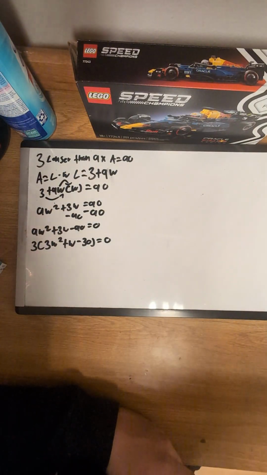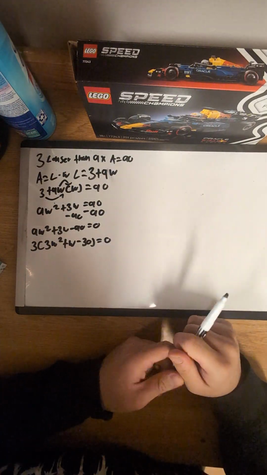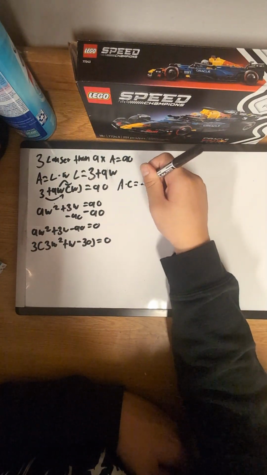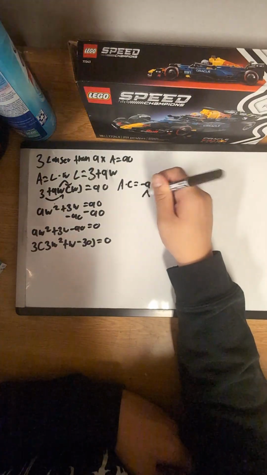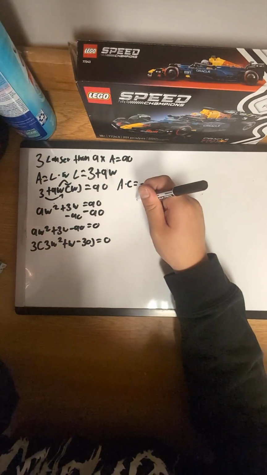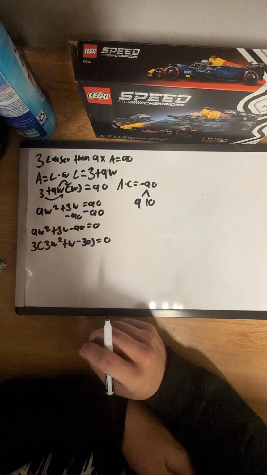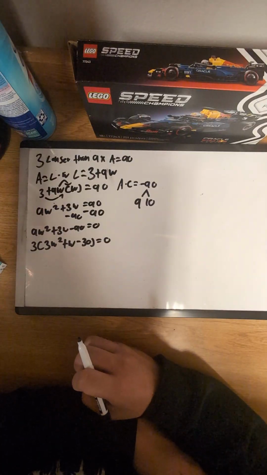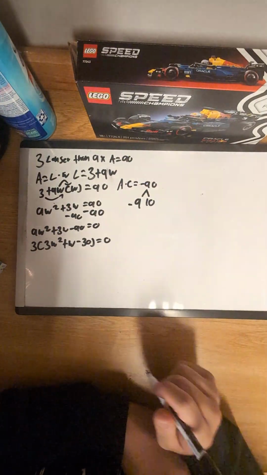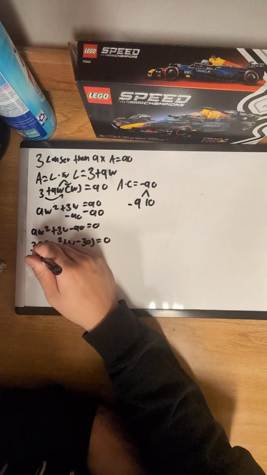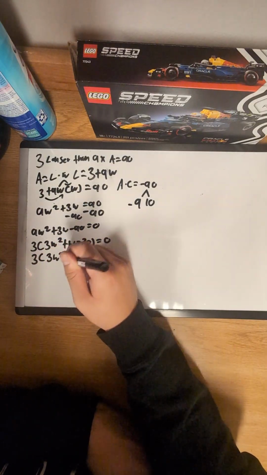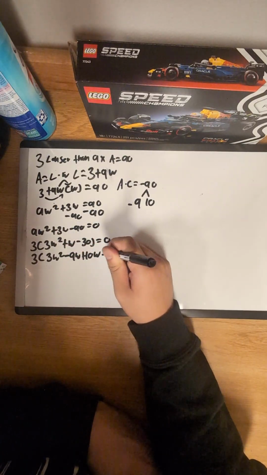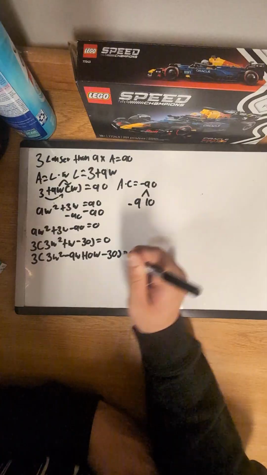Let's do the AC method to factor this trinomial by grouping. A times C equals negative 90. We can set that to 9 and 10, and we want this to add up to 1. So let's set the 9 to a negative. That gives us 3 width squared minus 9 width plus 10 width minus 30 equals 0.